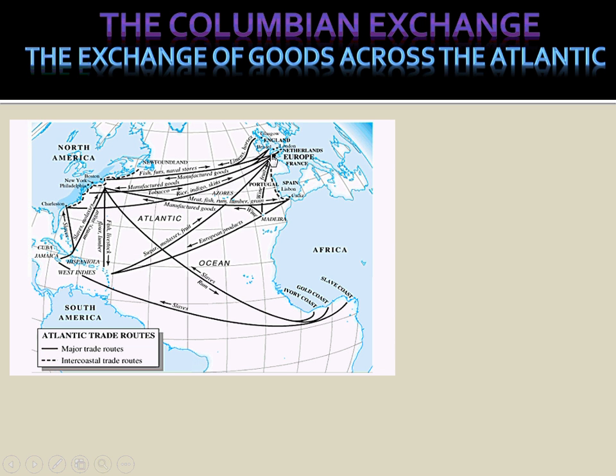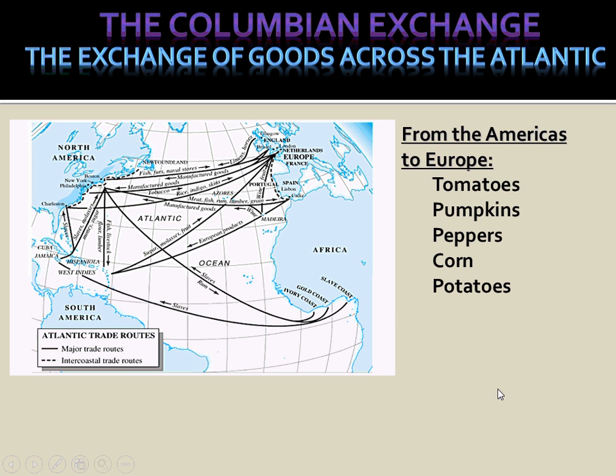Now, at this time, England and France and Germany are beginning to industrialize. So they are taking these raw materials and producing manufactured goods. And these manufactured goods are then sent back to the colonies and sold to the colonists. So some of the things that were traded in this Columbian Exchange from the Americas to Europe: tomatoes, pumpkins, peppers, corn, and potatoes.